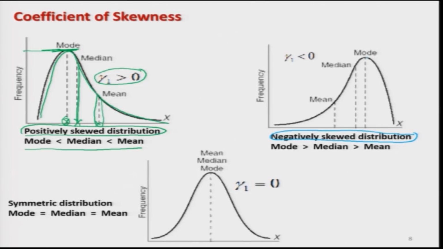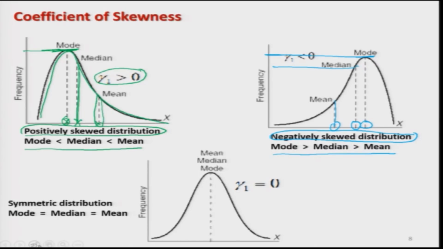In this case, the mode will be somewhere here corresponding to this frequency. So, mode will be somewhere here corresponding to x, and similarly the median will be corresponding to this frequency and median will be somewhere here and the mean will be somewhere here. So, in this case, when we have the negatively skewed distribution, then mode will be greater than median and median will be greater than mean.